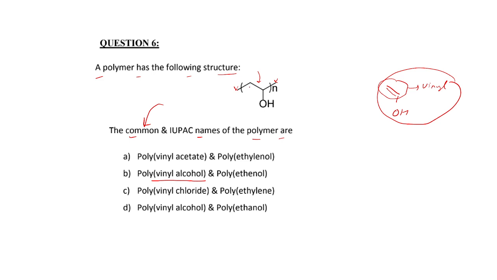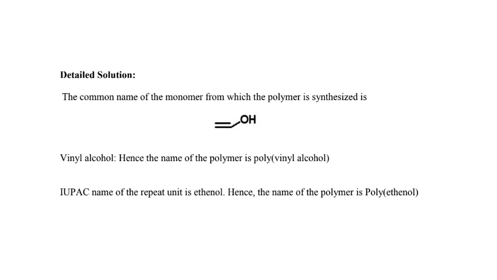For the IUPAC name, you need to write down the IUPAC name of this repeat monomer. There are two carbons here. If one carbon is there, then methanol, so with two carbons it is known as ethanol. So polyethanol, simply polyethanol. This is the IUPAC name and this is the common name. So B is the right answer to this question. Am I clear?